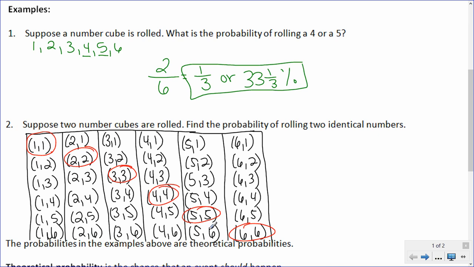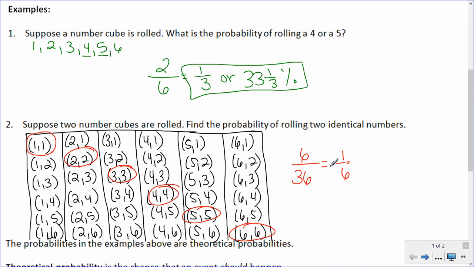So the number of favorable outcomes, there are 1, 2, 3, 4, 5, 6. And the total number of outcomes, there's 6 here, 6 more is 12. This is 18, 24, 30, 36 total. All right, and of course we'll reduce this fraction down to 1/6.